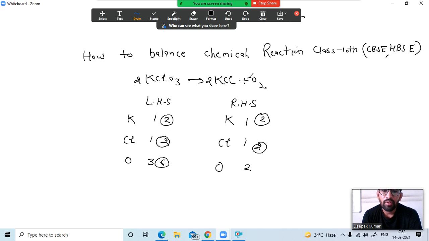We will multiply by 3. When you multiply by 3, your oxygen is also balanced. Now your oxygen is also 6. Now the reaction is balanced. You can check that on the left hand side potassium is 2, chlorine is 2 and oxygen is 6, and on the right hand side potassium is 2, chlorine is 2 and oxygen is 6. Potassium on both sides is 2, chlorine on both sides 2, and oxygen 6. Now I hope you have understood the concept of how to balance a chemical reaction.